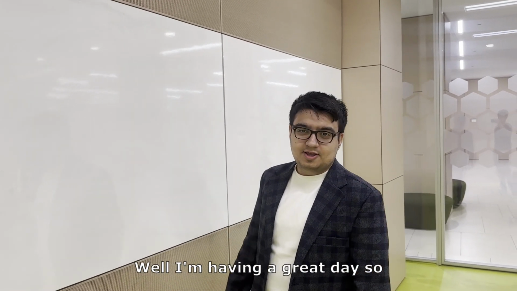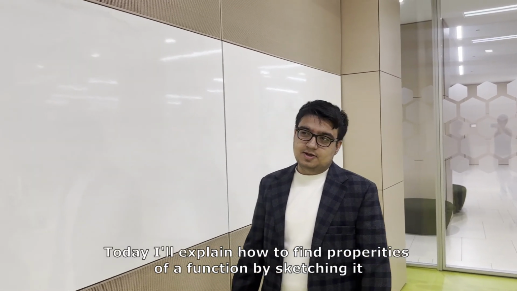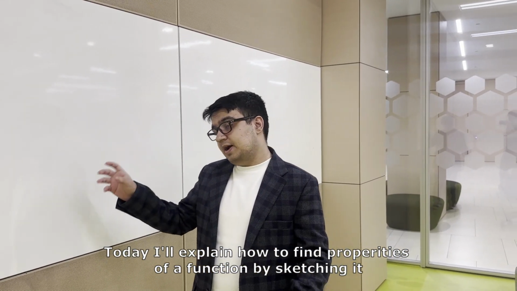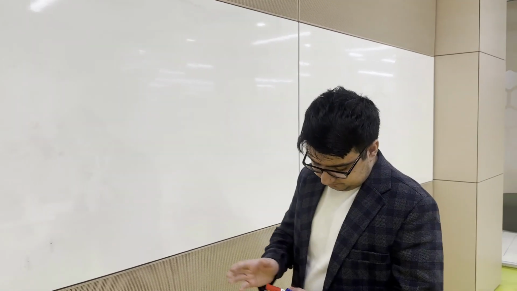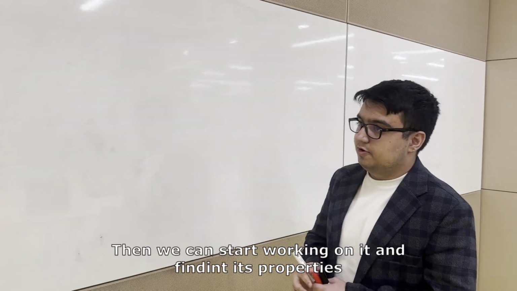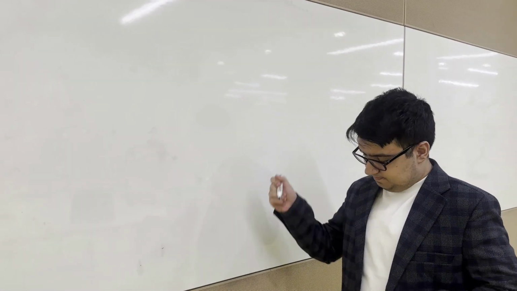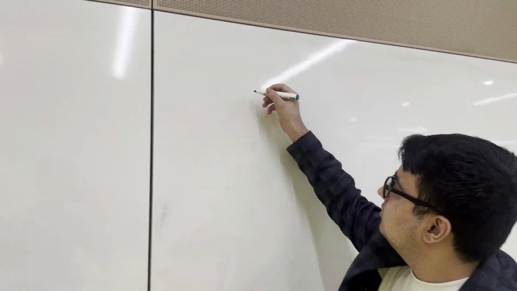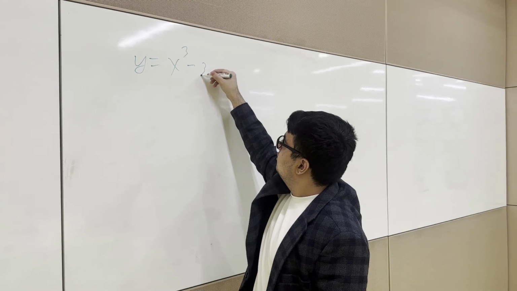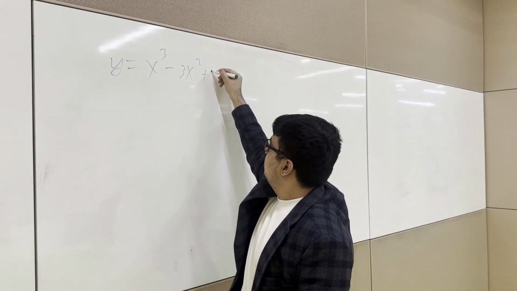Well, I'm having a great day, so today I'll explain how to find the properties of a function by sketching it, by making a sketch of it. So I'll just start with a function, then we can start working on it and find its properties. I'm going to use the green one. So we can go with this one. That's x cubed minus 3x squared. And let's add a 3.